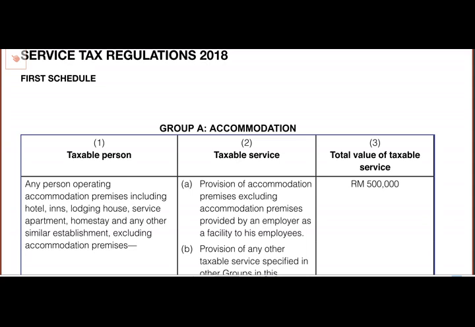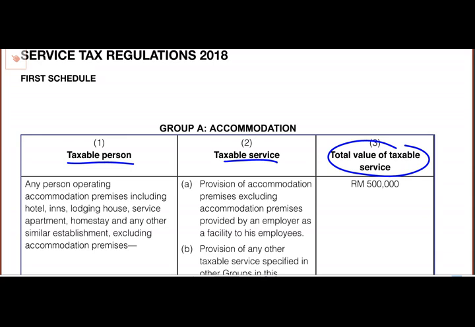Now notice they define taxable person in the first column. So if you fall into the first column, you are here. But not everything offered by you will have service tax imposed. You must also be under taxable service. If you have services that are not taxable, they will not attract 6%. And this is your threshold. You notice the threshold is not always 500, mostly 500,000.